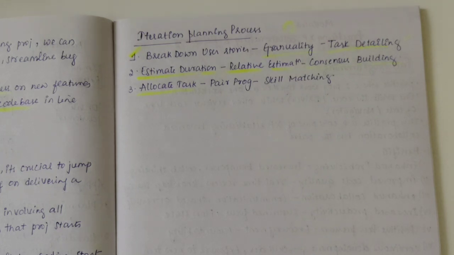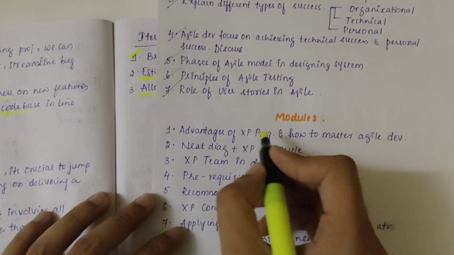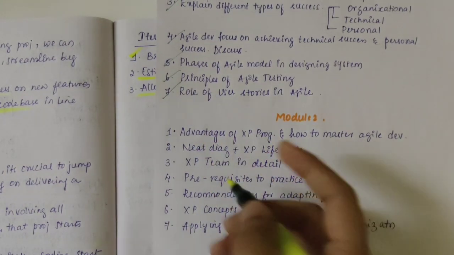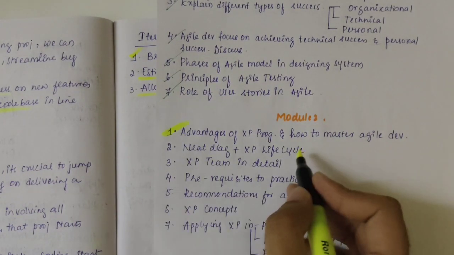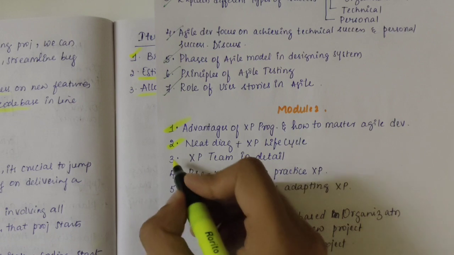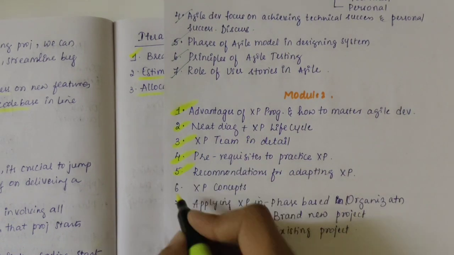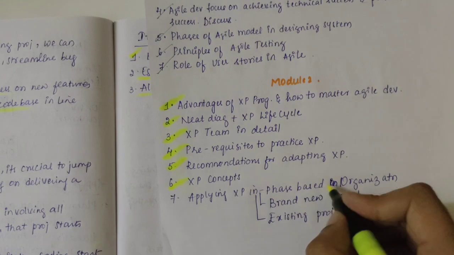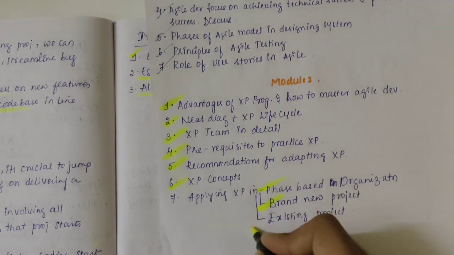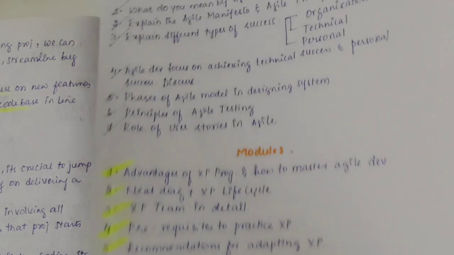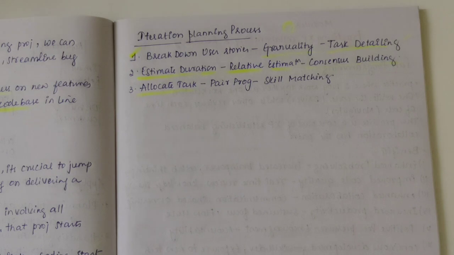So we have tried covering all the important questions from the second module. Right from advantages and disadvantages of XP, how to master Agile, done. Need diagram of XP lifecycle, done. XP team in detail, done. Prerequisites to practice XP, done. Recommendations for adapting XP, done. XP concepts, done. And then phase-based organization, brand new organization, existing organization also done. So I have covered all the important topics of the second module.